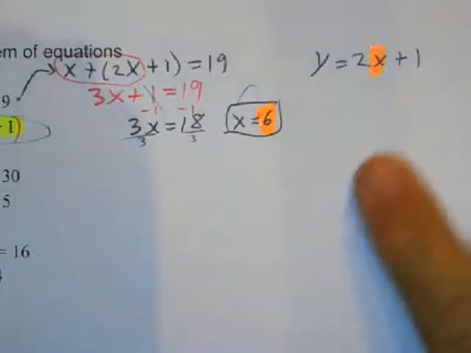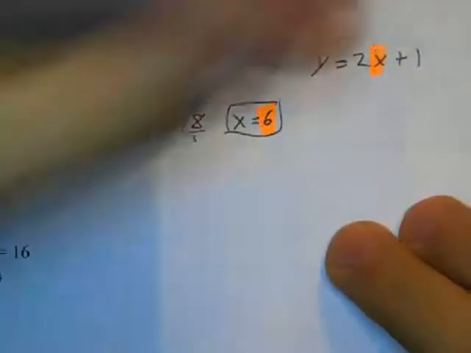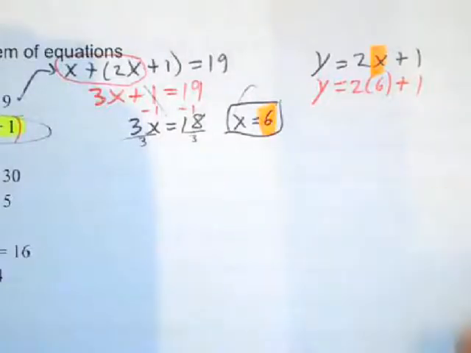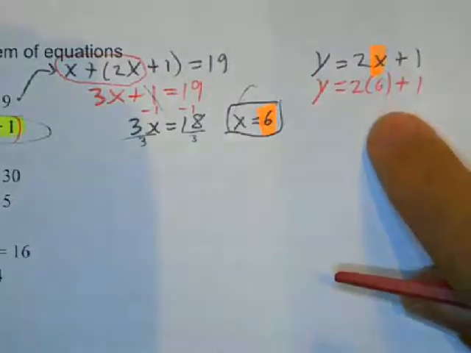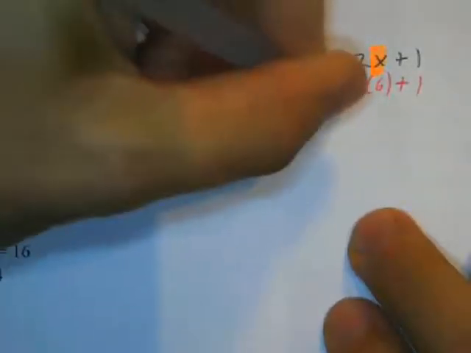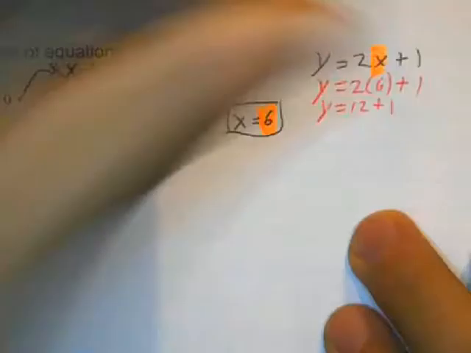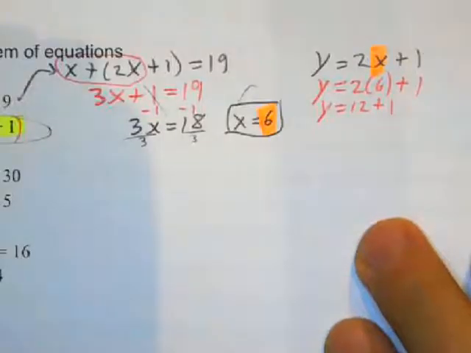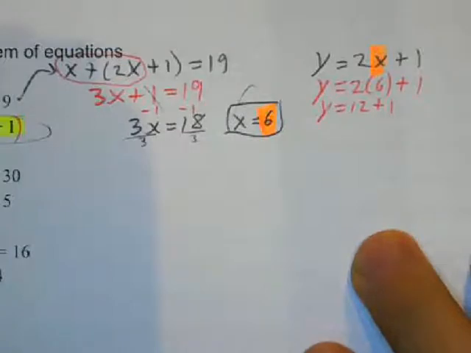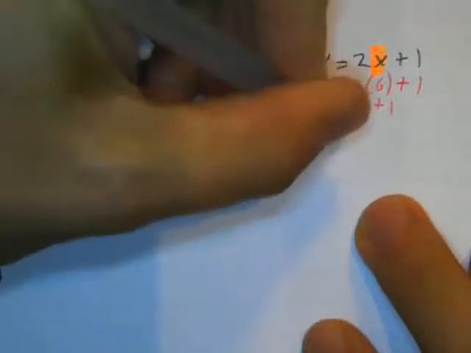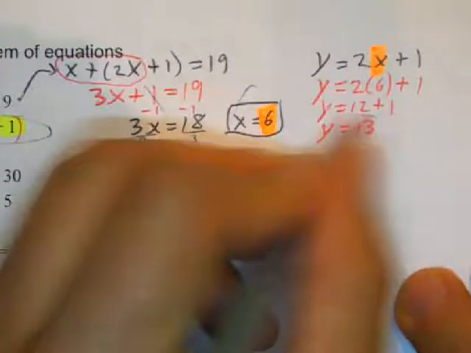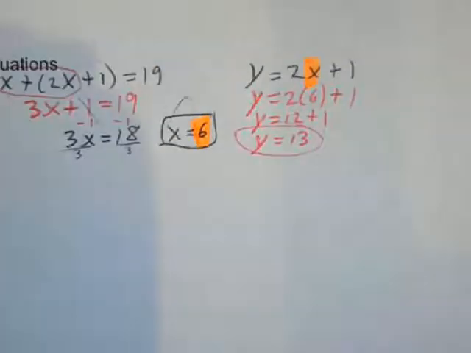And now I'm going to substitute x with a 6, because we know x is 6 now. So now we can rewrite this as y equals 2 times 6 plus 1, since we just substituted the x with the 6. And now I've got y equals 12 plus 1. You might want to hit pause anytime you need extra time. And then I know y is equal to 13. So our final answer is (6, 13).